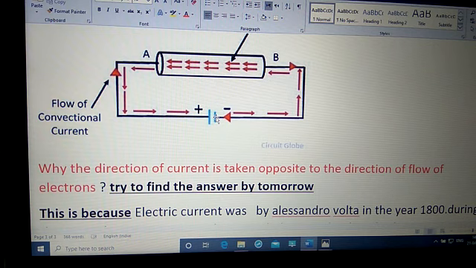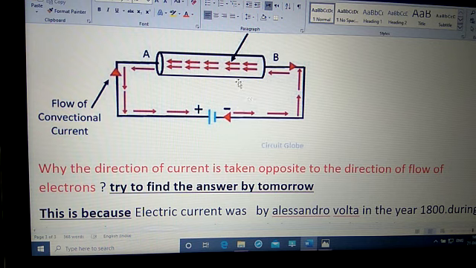So after 1897, they could have made this change. That is, the direction of flow of current through the circuit is from negative to positive. Why did they retain the same convention even after the discovery of electrons? See, there is a reason again.